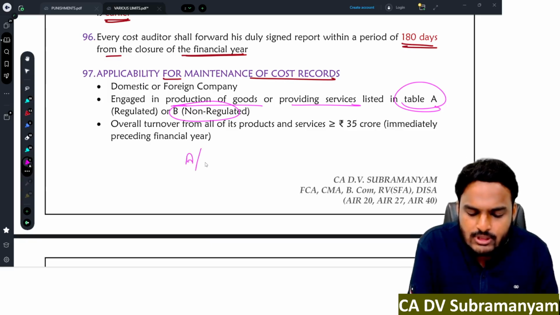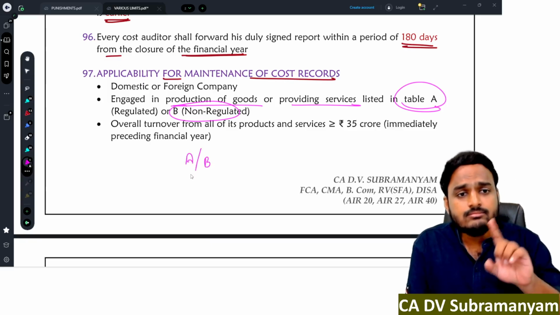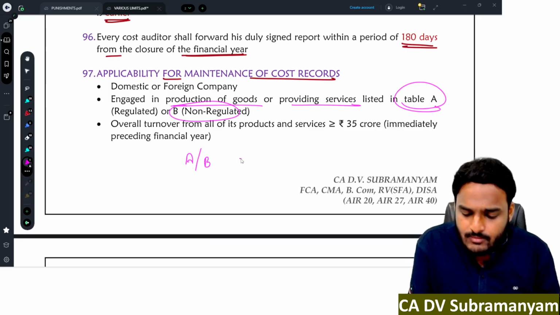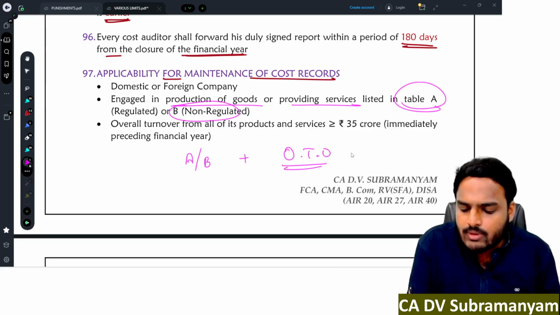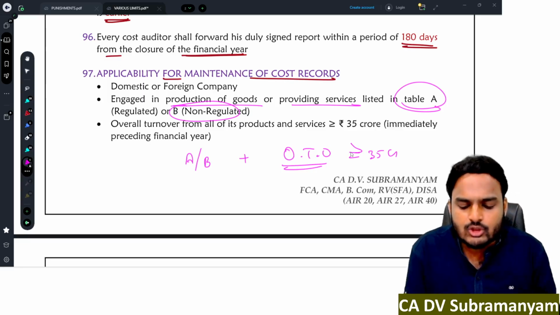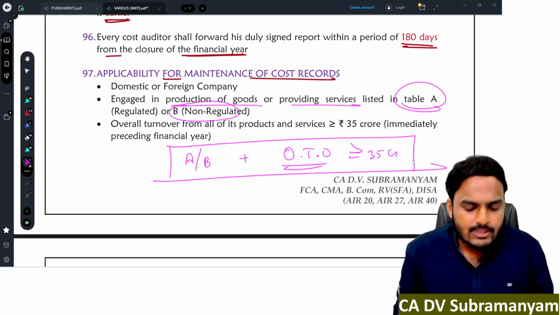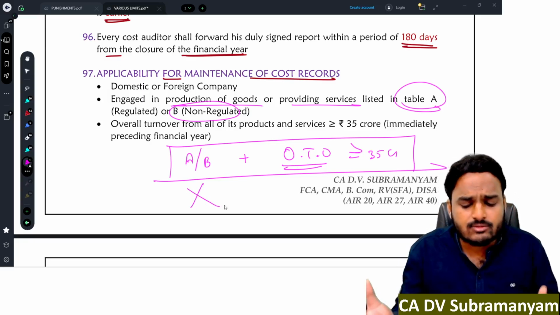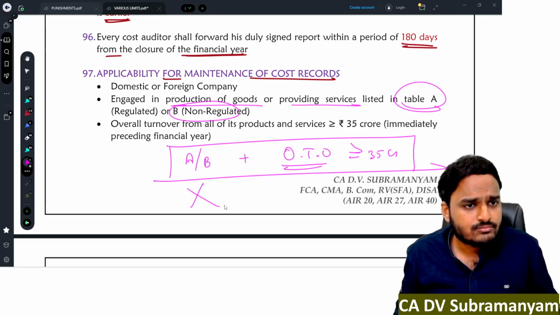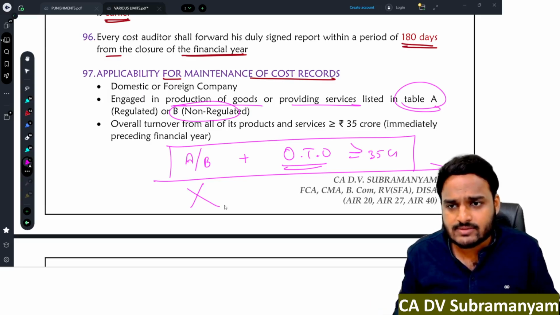First, you should produce a table A product or table B product. Next condition, your overall turnover is equal to 35 crores or greater than 35 crores. Then you are required to maintain cost records. Sir, this condition I didn't satisfy, sir. Then cost records are not mandatory to you. You are not required to maintain cost records.